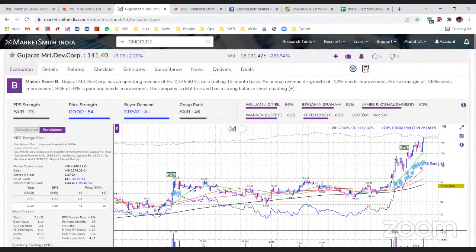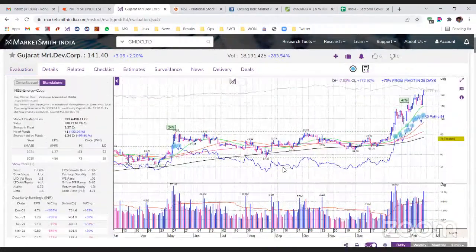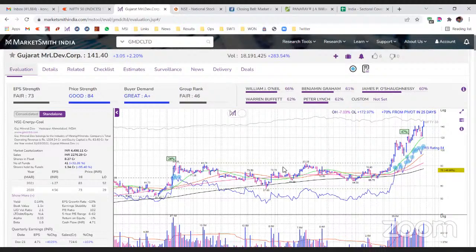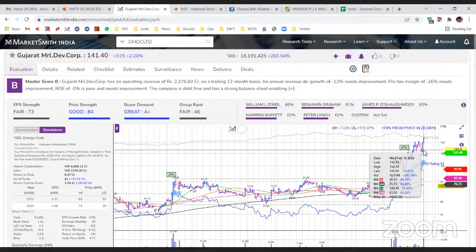Looking into its fundamental strength, an EPS of 73 is fair enough for a stock with a market cap of around 4,000 crores. Technically, it has clearly outperformed most of the stocks in the Indian market. Hence, its RS rating is at 84. It is clearly trading above its moving averages.